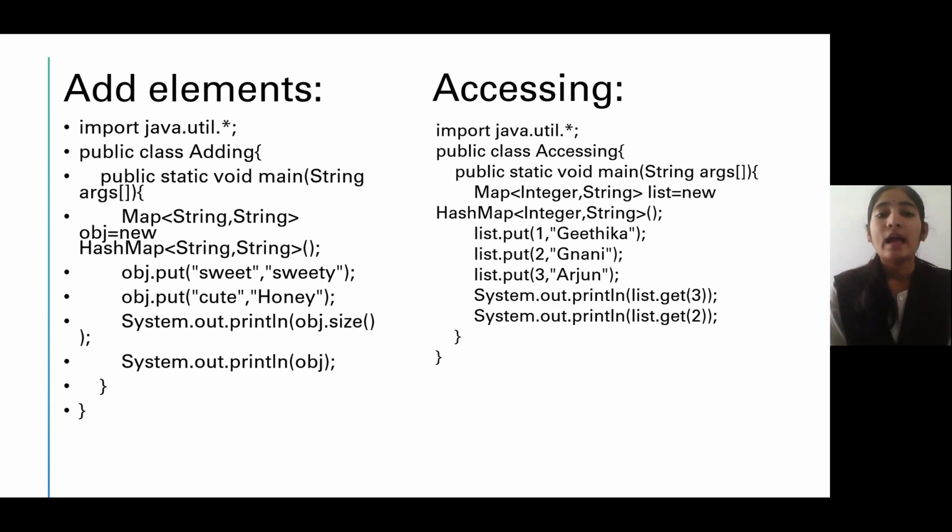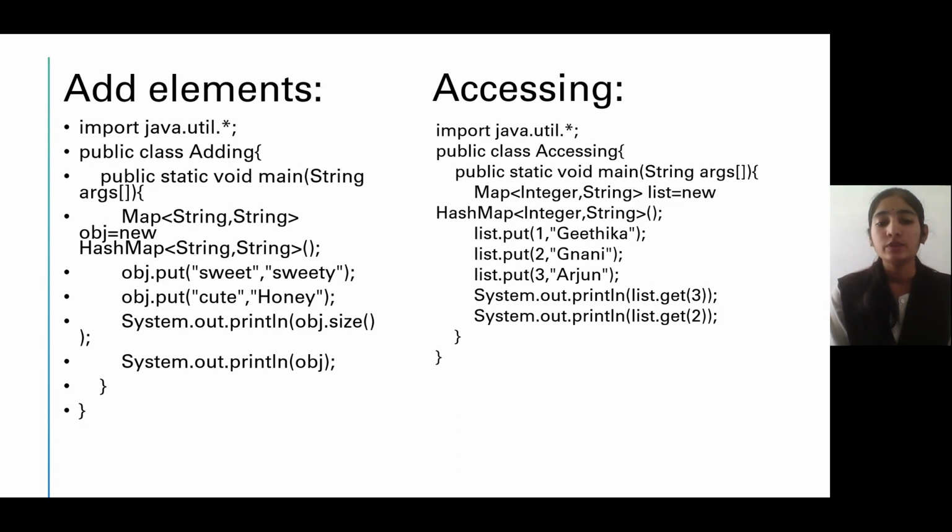Now, let us see add elements. We have seen how to add elements, right? We have to use the put method, and then we have to print the hash map. Let us see for add elements. We'll import java.util.star. Here all the collection classes and the collection interface are in the util package. Here we have taken map string and string, means the keys will be string and the values will be string. And we created a new hash map object. We put two items, means two key value pairs.